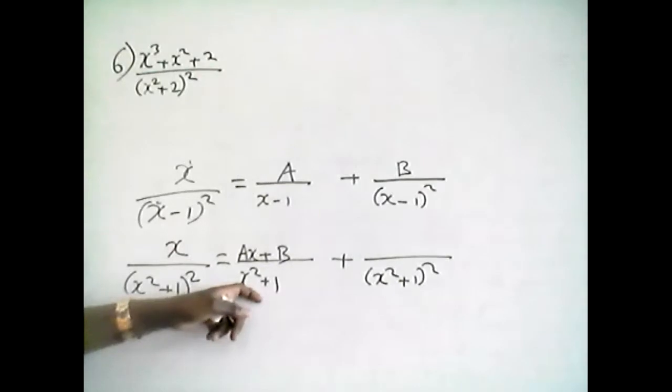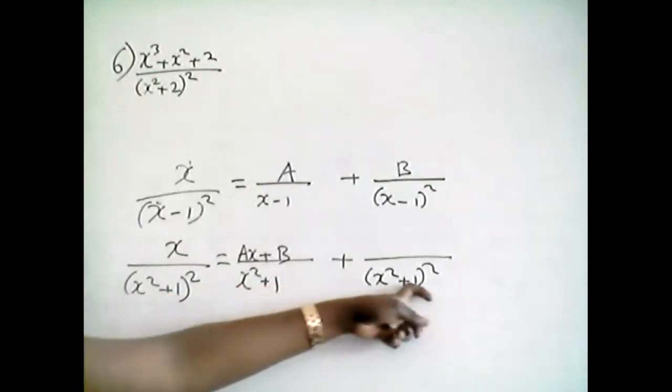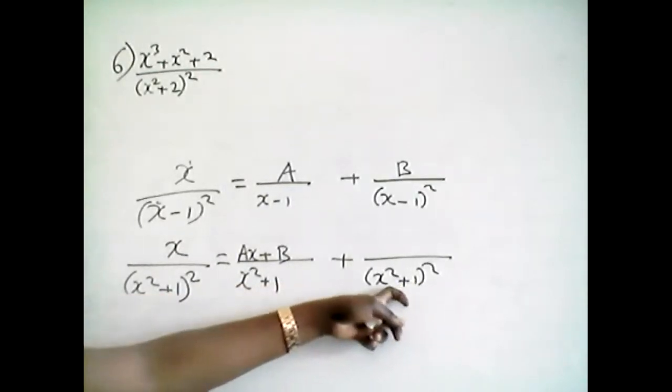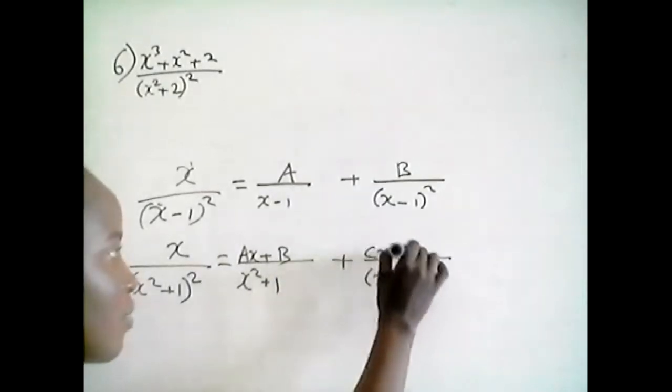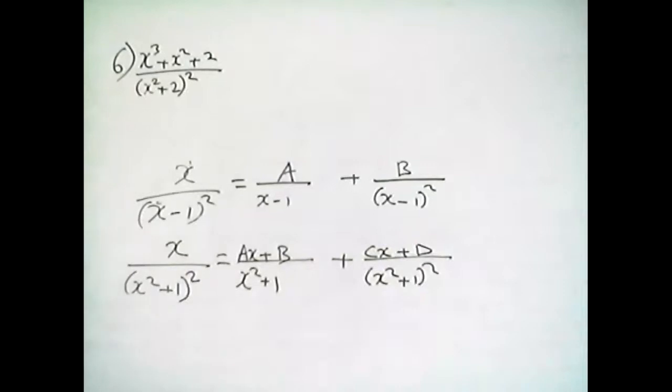This is for quadratic. Now you come here again. This is what I have. Is it linear or quadratic? It's quadratic. So this will be Cx plus D, like that. With that, it has become easier for us to see what is going to happen on that question, which is written there.